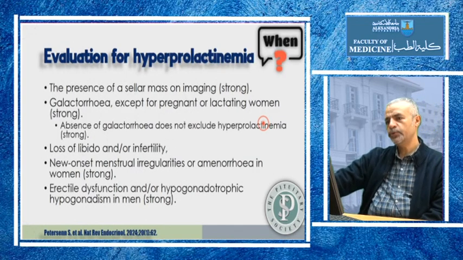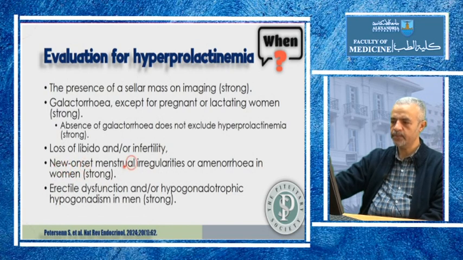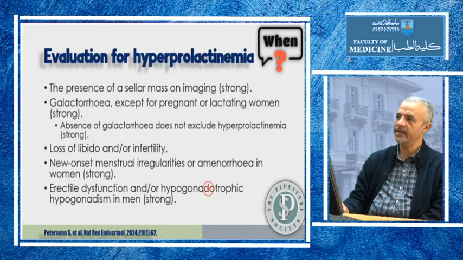So when to ask for prolactin in a patient who presents with what complaint? Any patient presenting with a sellar mass on imaging should be screened for the presence or absence of hyperprolactinemia. Any patient presenting with galactorrhea, of course, except for pregnancy and lactation. A patient presenting with loss of libido or infertility. A female presenting with new onset menstrual irregularities or amenorrhea. And finally, a male presenting with erectile dysfunction or hypogonadotropic hypogonadism in biochemical assay.